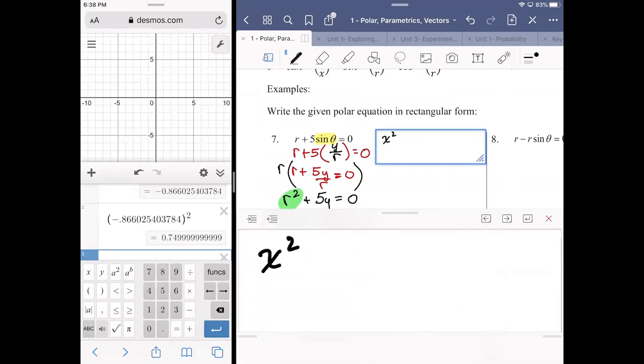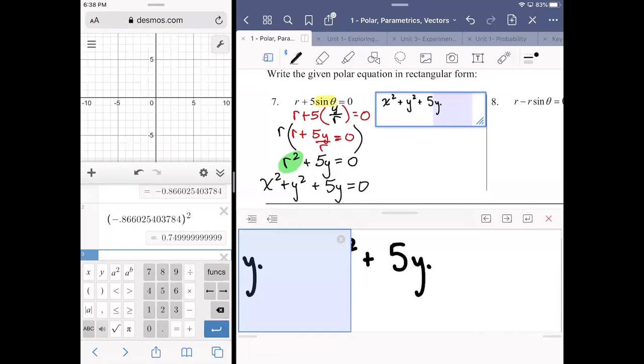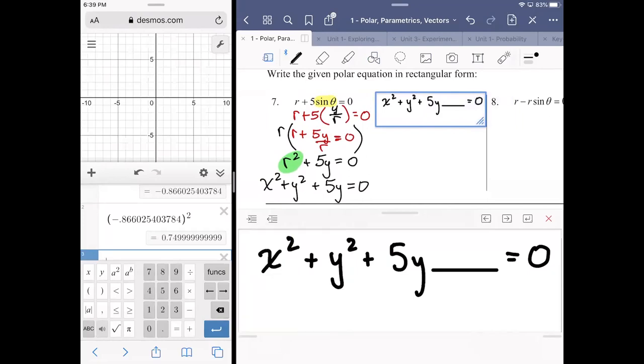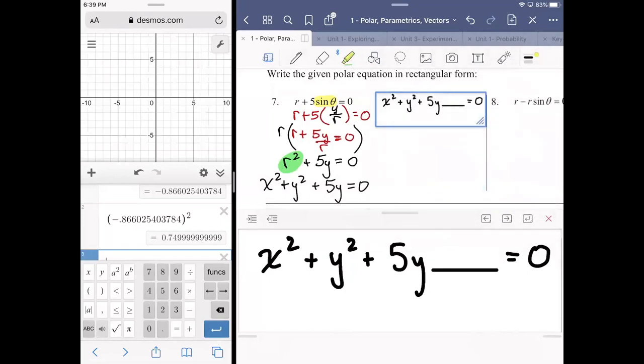You know, so I have x squared plus y squared plus 5y. I'm going to leave a little gap here, and I'm going to set this equal to 0. The reason I'm leaving the gap there is because I'm looking at a quadratic, a second degree polynomial, at least the y part of it. I can complete the square and get it written as a binomial square.